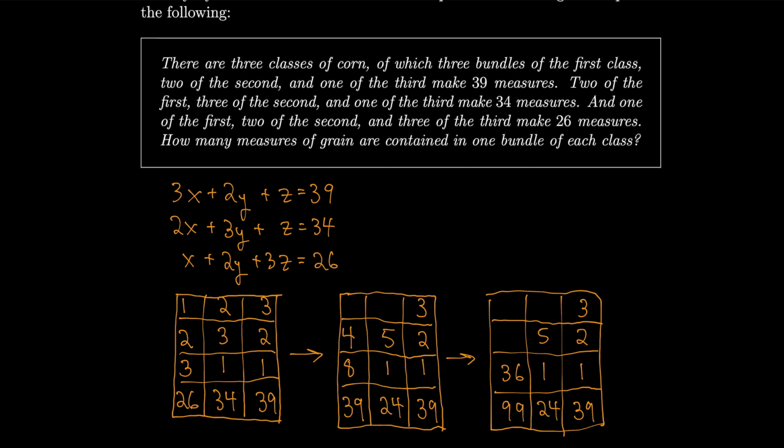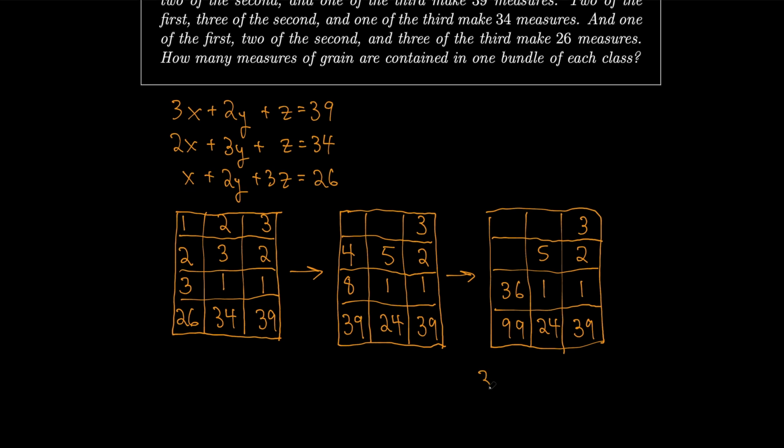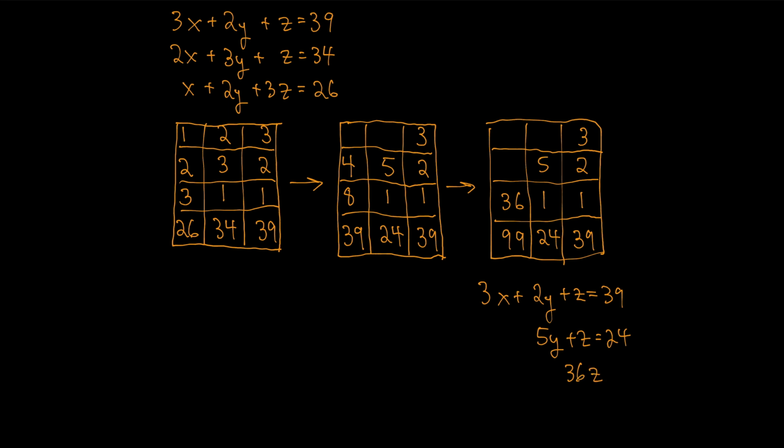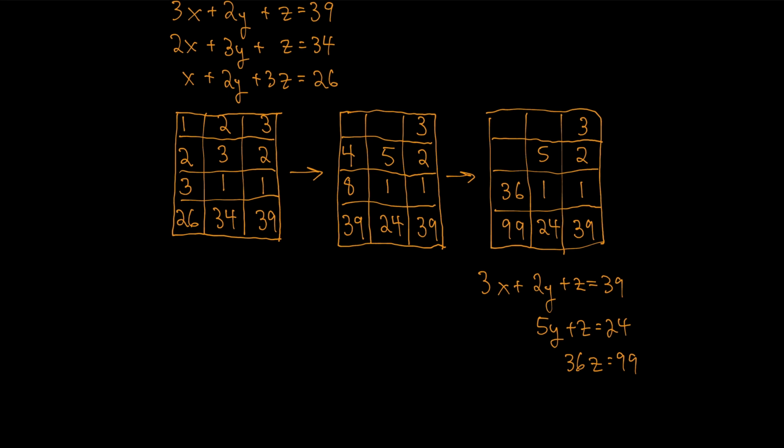But in this case, they don't really have the ones. So it leaves you with these equations. The top one is the same: 3x plus 2y plus z equals 39 from the last column. But then the middle one gives you 5y plus z equals 24, and then you get 36z equals 99, and you can solve for z and then plug in, solve for y and x, and you'll get x equals 37 over 4, y equals 17 over 4, and z equals 11 over 4.